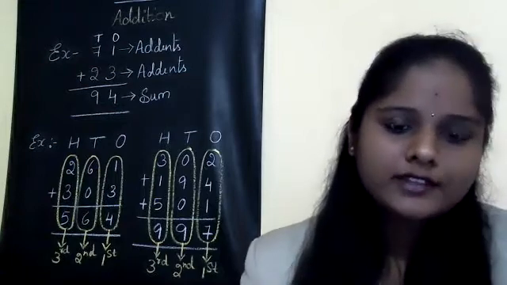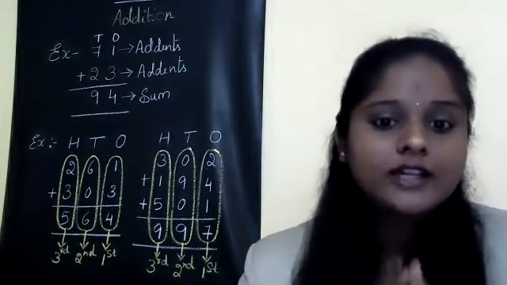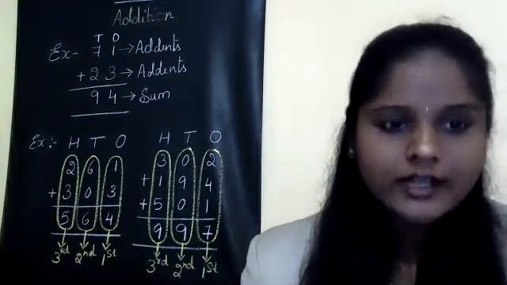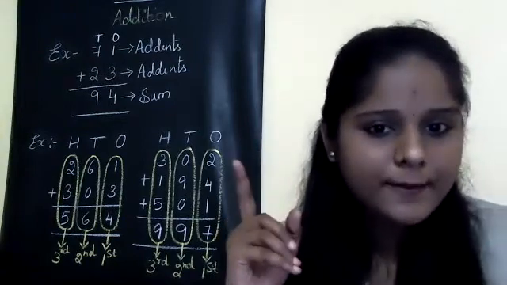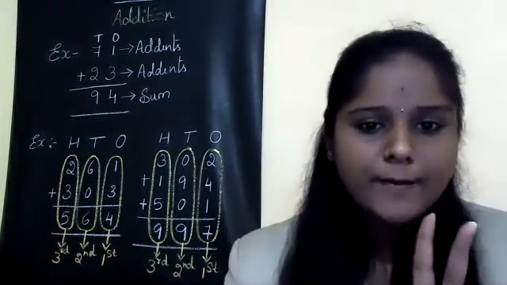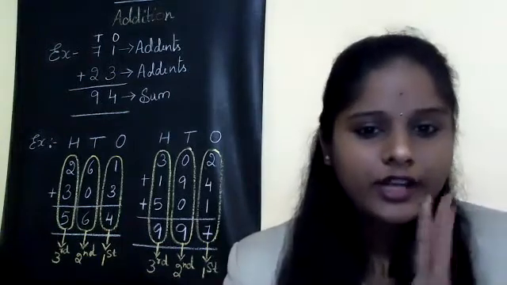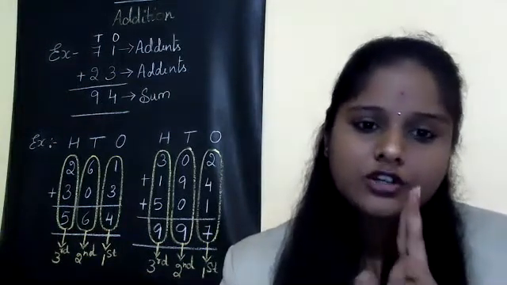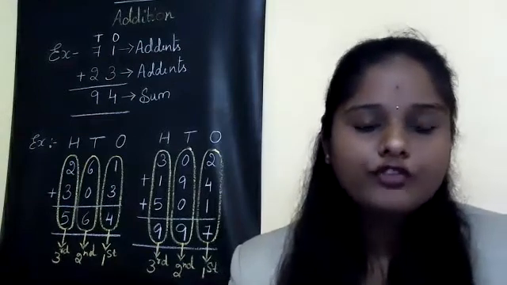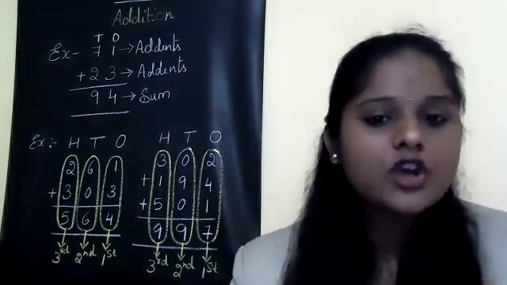So in today's class, we have studied what is addition, what are the terms related to addition, that is addends and sum. And we have also revised 2-digit number addition, and we have studied 3-digit addition of 2 numbers and 3-digit addition of 3 numbers. Is it all clear to you?